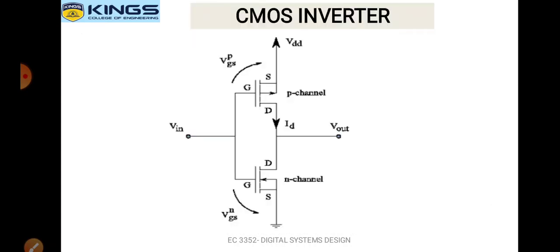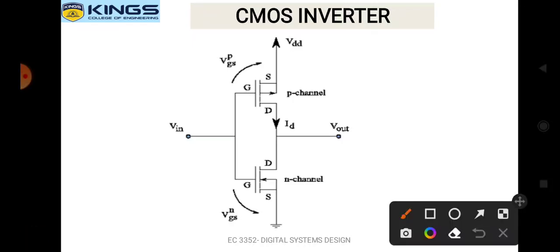So next one is the CMOS inverter. CMOS is nothing but complementary MOSFET. Complementary MOSFET is the combination of a P channel MOSFET and an N channel MOSFET. See here, this is the P channel and this is the N channel.